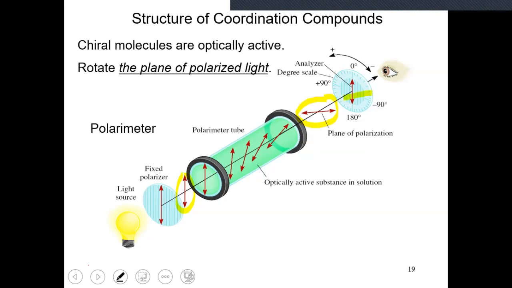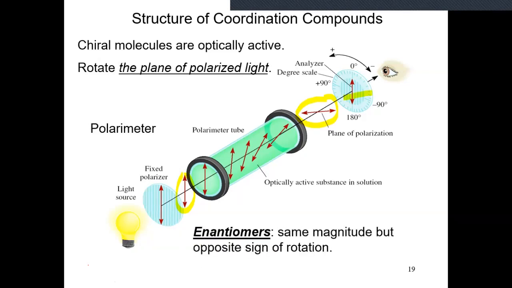So any substance, this is very interesting, any substance that has this property of being optically active, in other words, it's a molecule that represents the non-superimposable mirror image of another molecule, will create this phenomenon of rotating polarized light, the plane in which it rotates. So if you have two compounds that have the same magnitude of rotation but opposite sign of rotation, we're going to call these enantiomers.